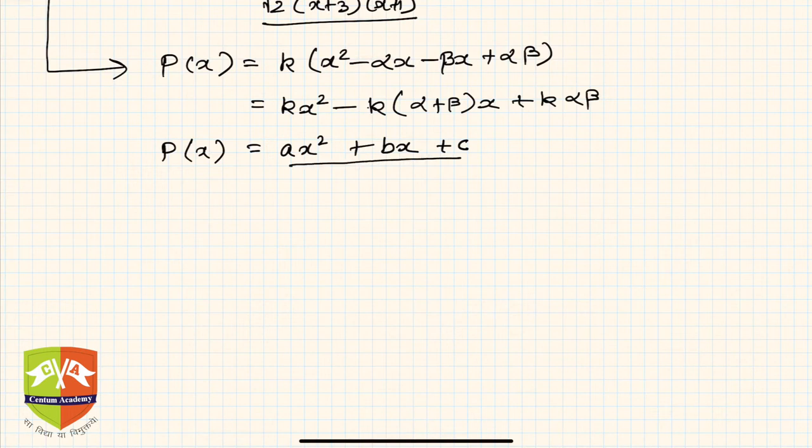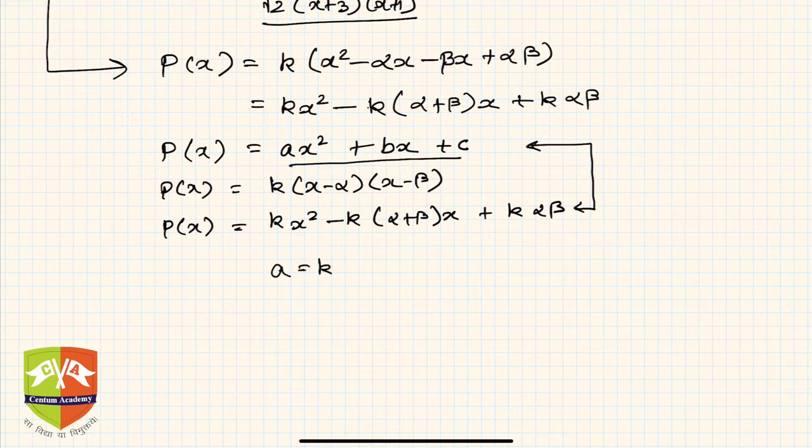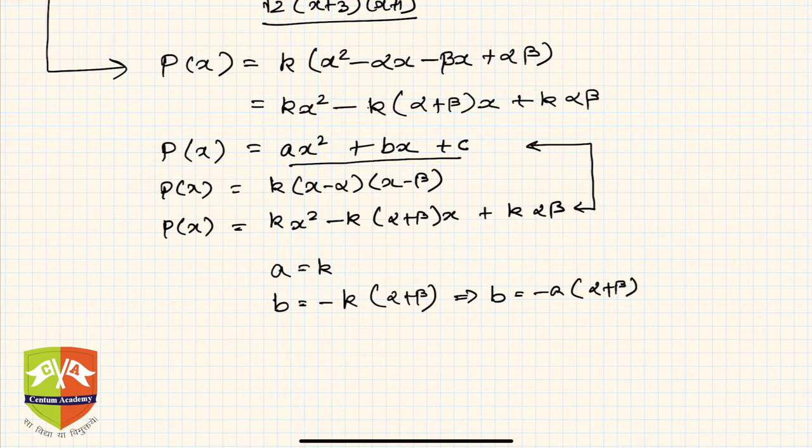One is this, right? Another way of expressing p(x) is k times (x minus alpha)(x minus beta). And another way of expressing the same p(x) is kx squared minus k(alpha plus beta)x plus k alpha beta. Now I can compare these two polynomials. Why? Because both are the same. So I can compare the coefficients and say a is equal to k, right? b is equal to minus k(alpha plus beta). Hence b is equal to minus a(alpha plus beta), because k was a. So alpha plus beta, my friends, is minus b upon a.